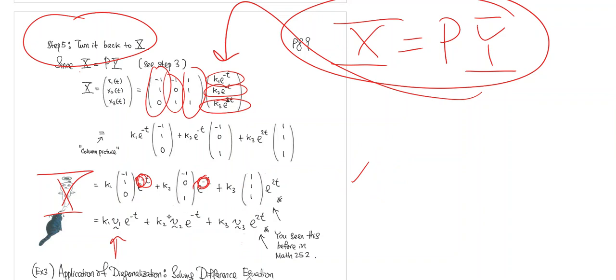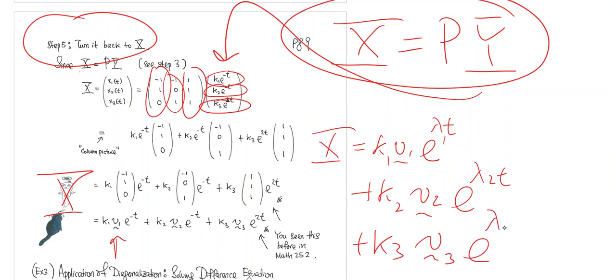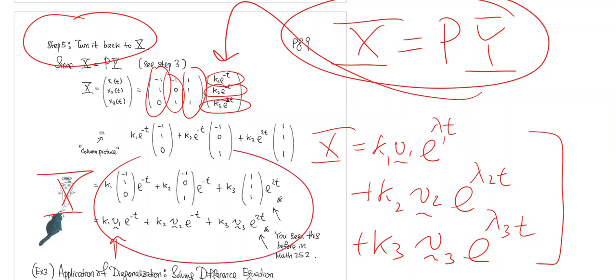So in general, if you recall in Math 252, the solution for these differential equations will be some kind of constant times the eigenvector, right? And then e raised to the power of the eigenvalue times t, and then plus a second constant, second eigenvector, e to the power of the second eigenvalue times t, and then plus k3, another constant, the eigenvector, e raised to the power of the corresponding eigenvalue, and you will have answers that look like that. And this is exactly what we have.